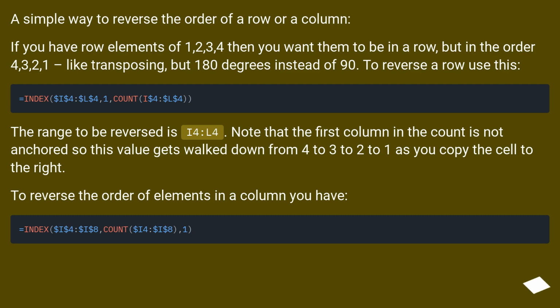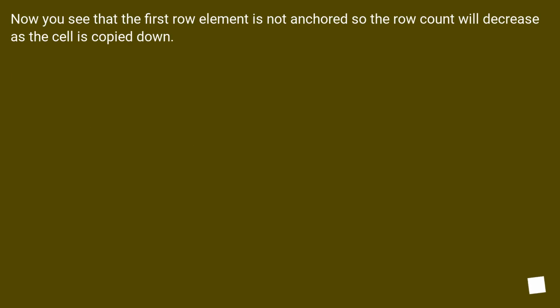To reverse the order of elements in a column, you have this. Now you see that the first row element is not anchored, so the row count will decrease as the cell is copied down.